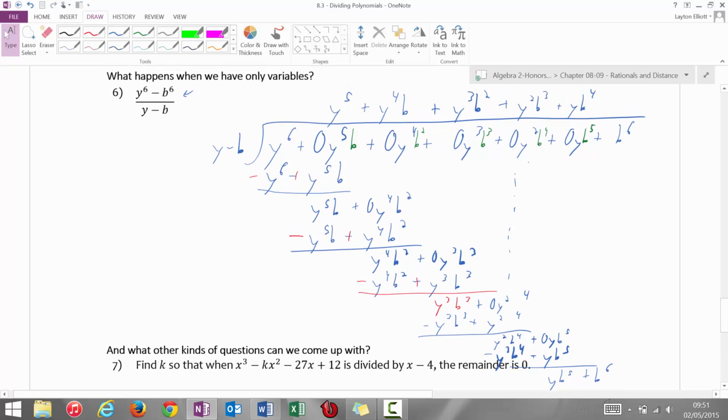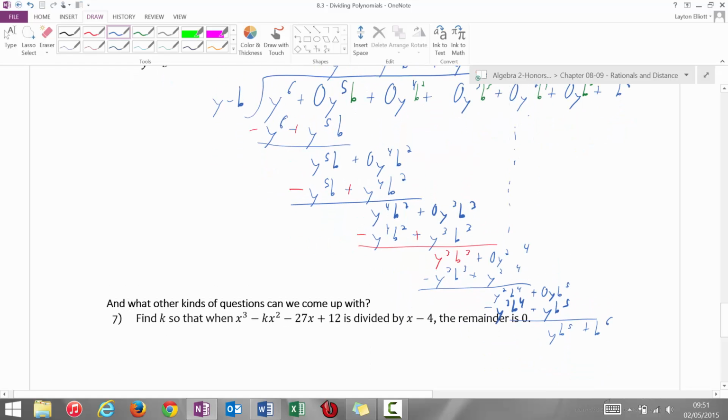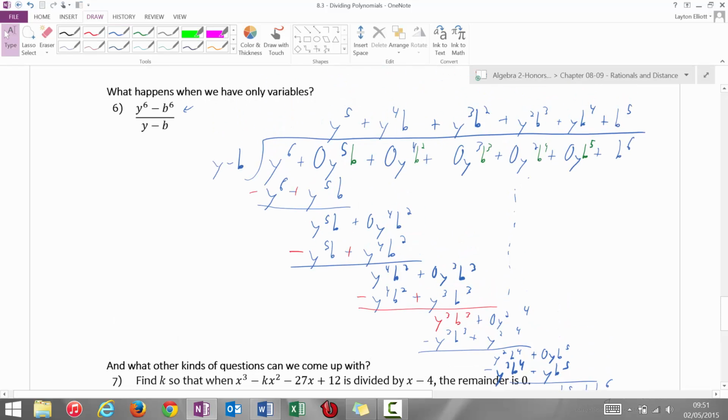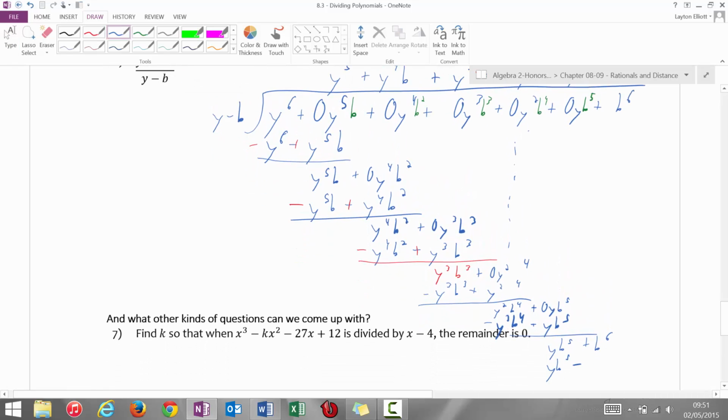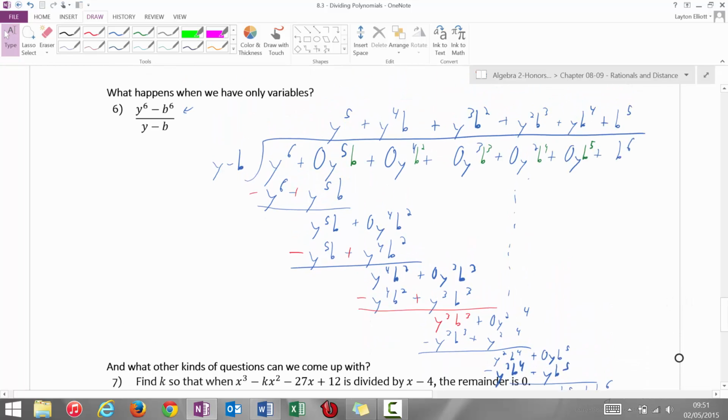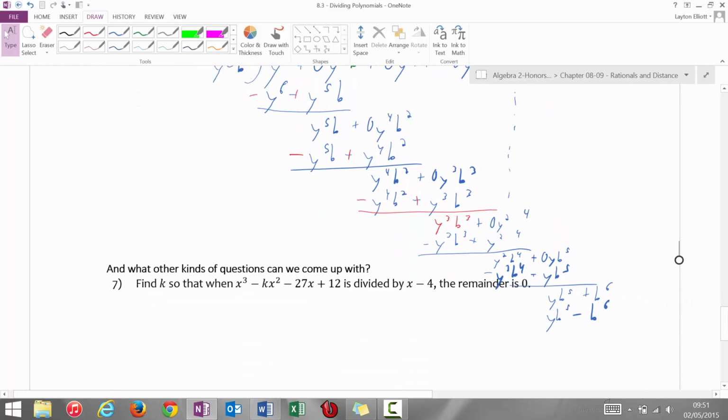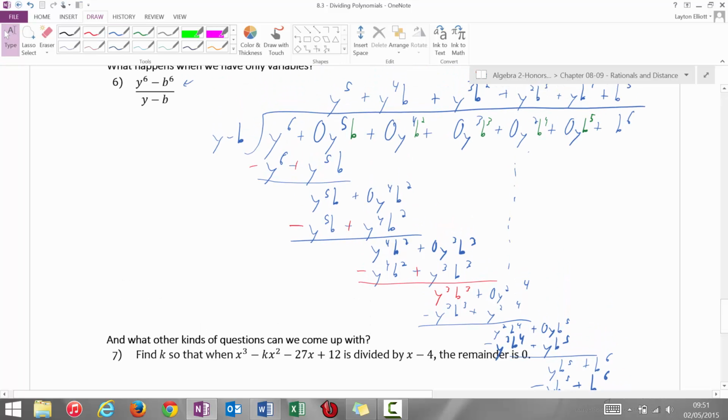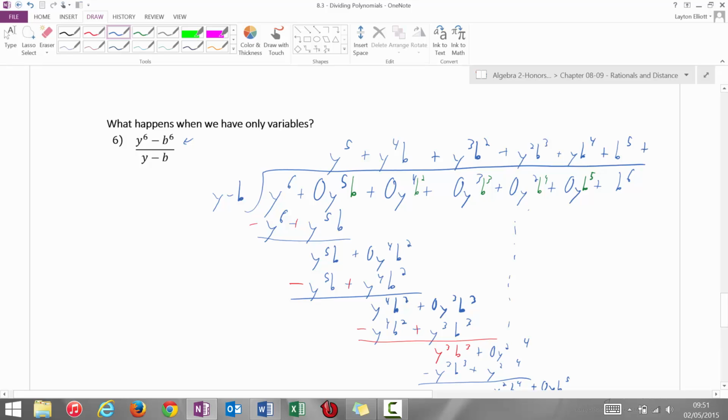Then I just add. I need to have b to the fifth. And then if I multiply that, I get yb to the fifth minus b to the sixth, and it's minus b to the sixth. Change my signs, and I have a remainder of 2b to the sixth. Whew. So plus 2b to the sixth all over y minus b.